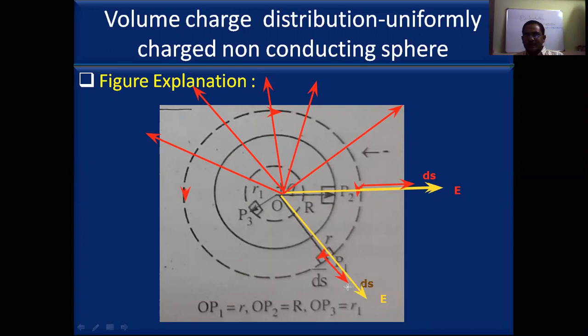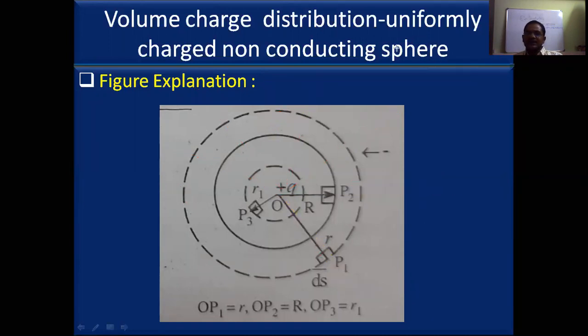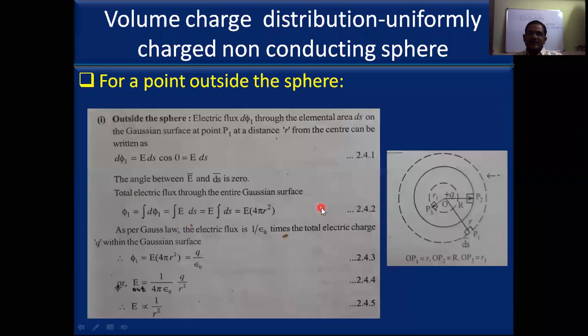First consider this small area element. Here dS bar and E bar are both in the same direction, and the flux through this small area element we write as E bar dot dS bar. So the flux through this small area element is d phi equal to E bar dot dS bar. The total flux through the entire Gaussian surface is obtained by integrating d phi, so the integral of d phi equals the integral of E bar dot dS bar.